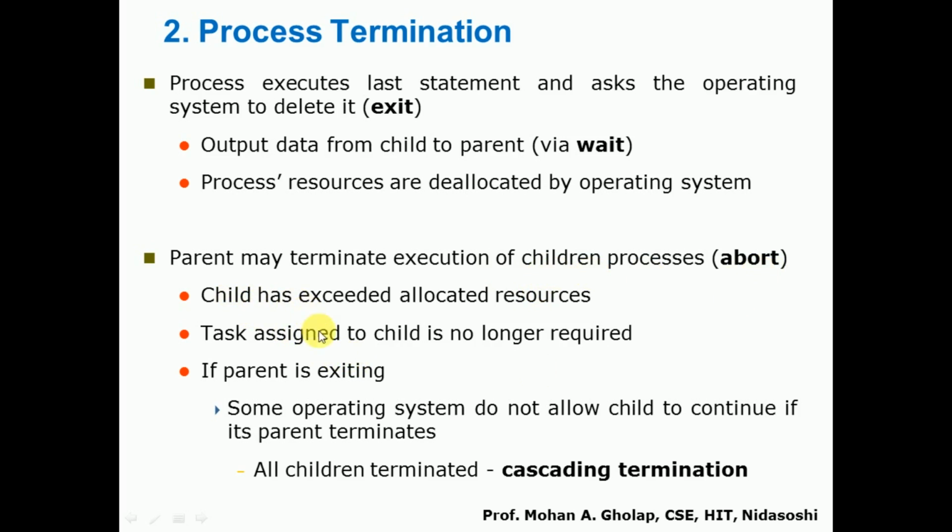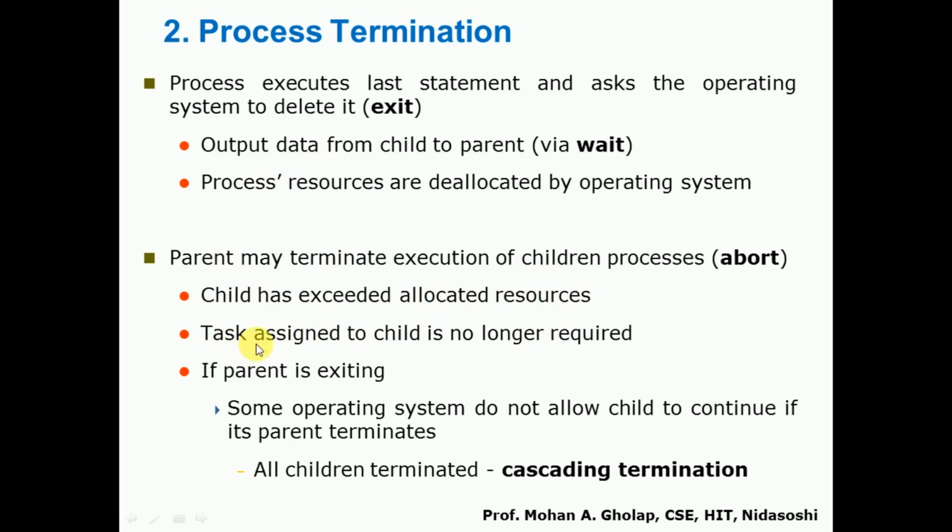There are again many reasons because of which the parent may terminate the execution of the child process abnormally. The first one is that the child has exceeded allotted resources. If the child has exceeded the resources allotted to it, meaning it has used those and is exceeding the usage, then the parent may terminate the child.